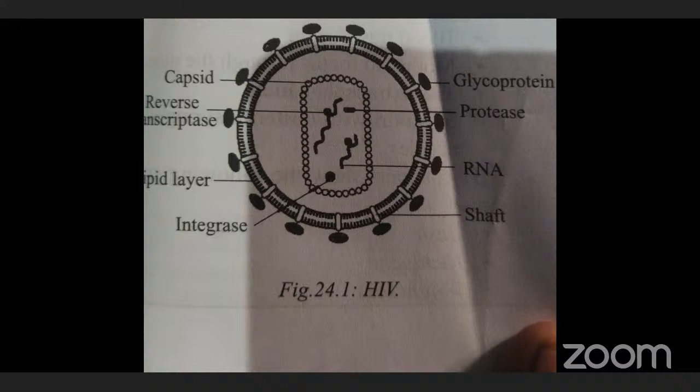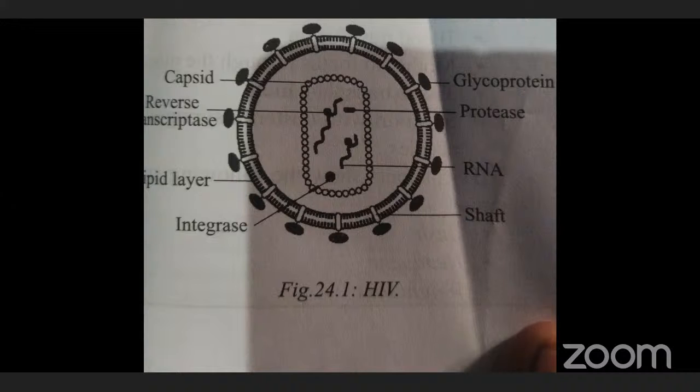What are capsomeres in HIV? The capsid made up of protein subunits is called a capsomere. HIV consists of two RNA strands. You know very well that RNA is normally single stranded, but the HIV RNA genetic material is two RNA strands.